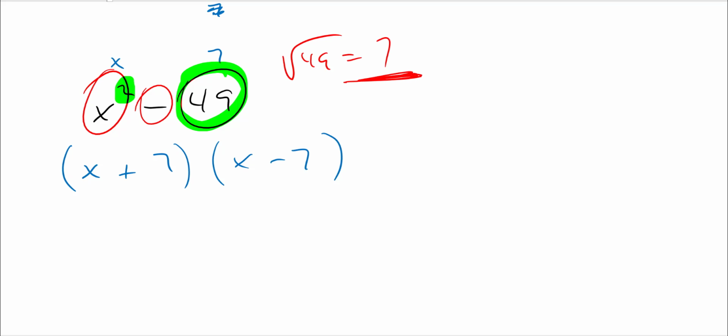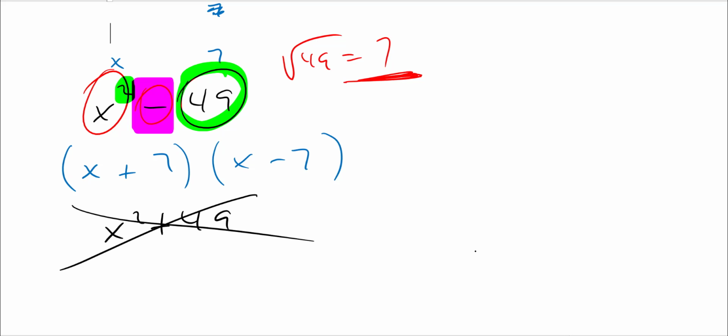And this has to be negative. It's super important. If it's not negative, you can't do the problem. So you could not do the problem if it said x squared plus 49. That one you can't do. You're done with that problem. Okay?